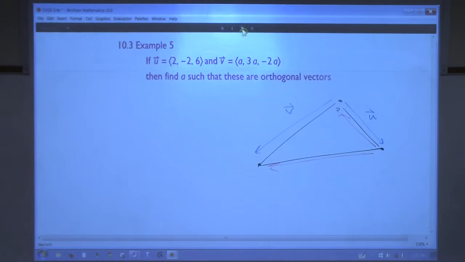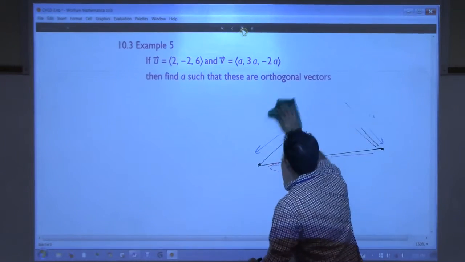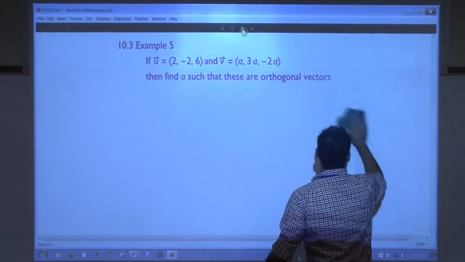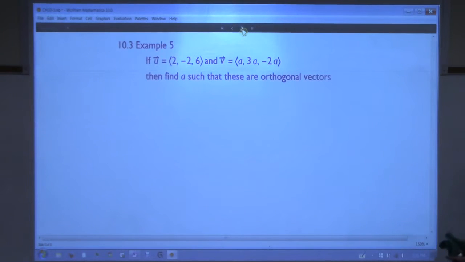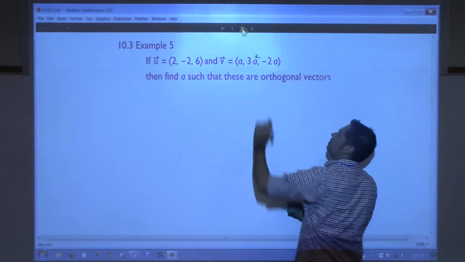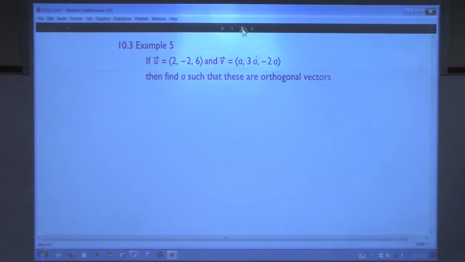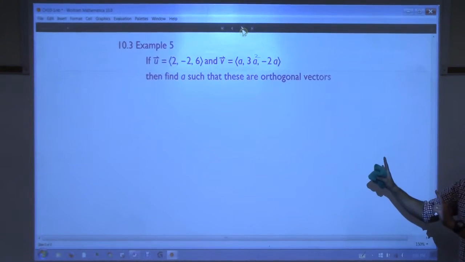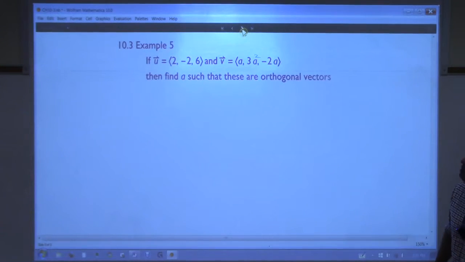All right, so here's something a little more abstract. You're given two vectors. U is the vector 2, negative 2, 6. The vector V is A, 3A, negative 2A. And just for fun, let's make this one A squared. And find the A such that these are orthogonal vectors. I don't even know if there's going to be an answer, because I just tweaked the problem. It may not be possible.